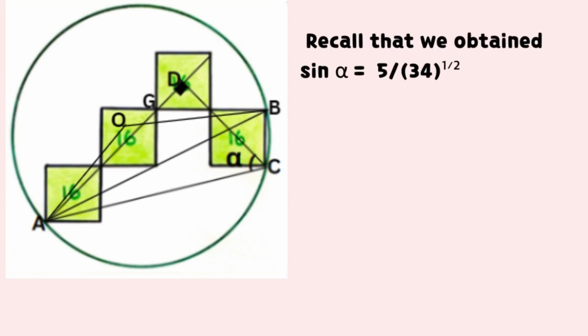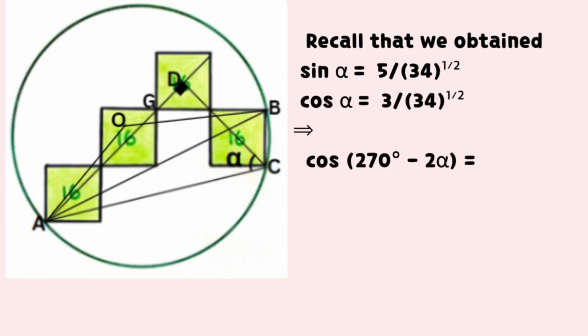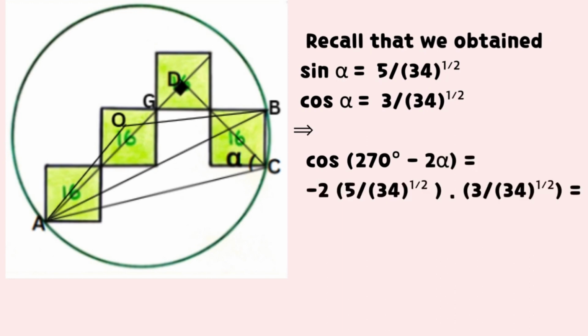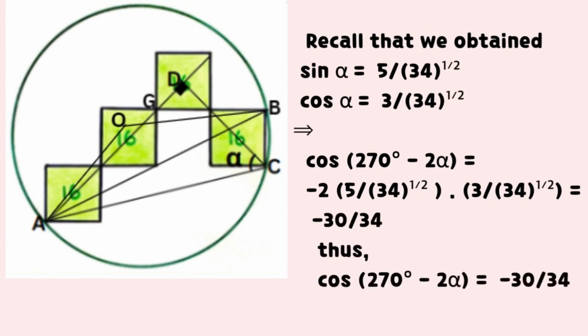Recall that we obtained sine alpha equals 5 divided by the square root of 34 and cosine alpha equals 3 divided by the square root of 34, and we have that cosine of 270 degrees minus 2 times alpha equals negative 30 divided by 34 after substitution of values and simplification.